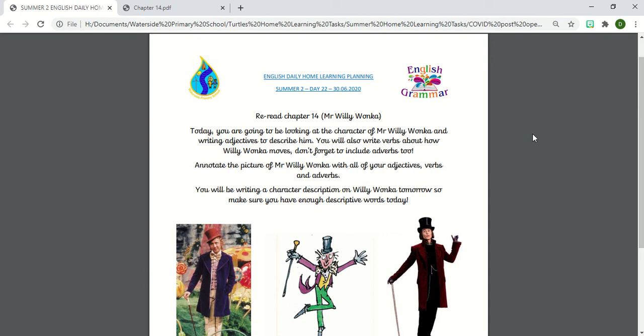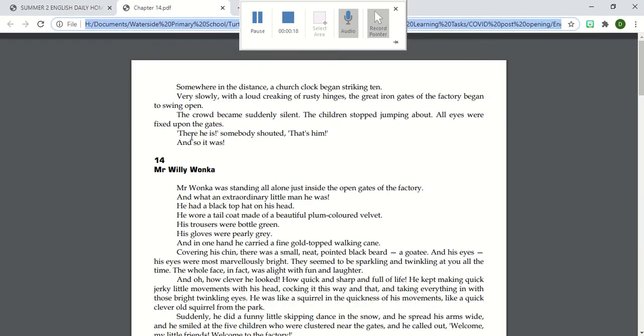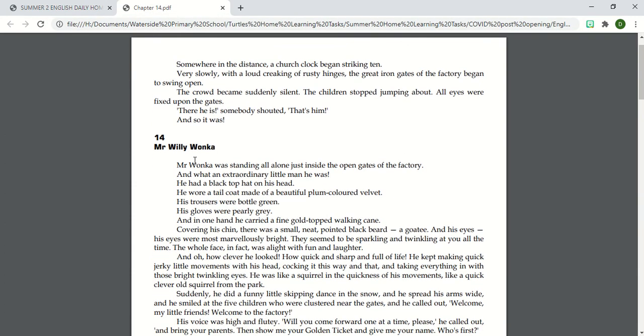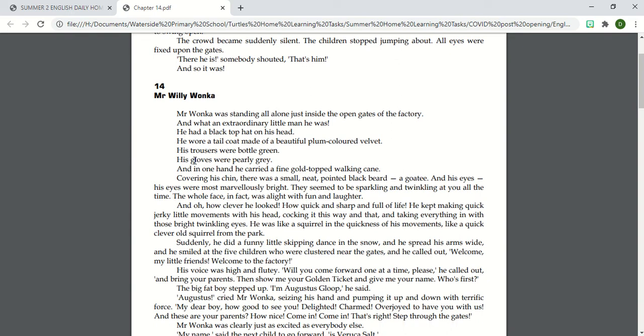Willy Wonka. Okay, so for your reading part of your lesson today, you're going to reread chapter 14, okay? Chapter 14 is a very descriptive chapter, especially as we find a lot about the character of Mr. Willy Wonka, what he looks like, what his personality is like, how he acts. Okay, so it's a very important chapter because we finally get to meet the creator of all of the chocolate in the chocolate factory. So he is a bit of an odd character.